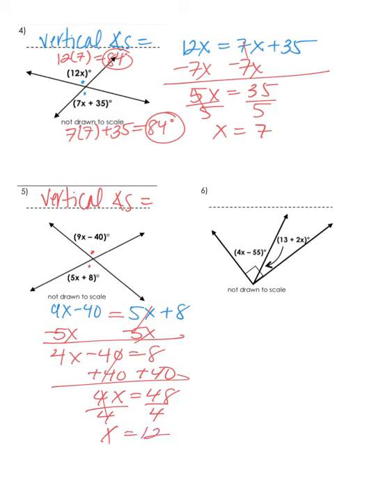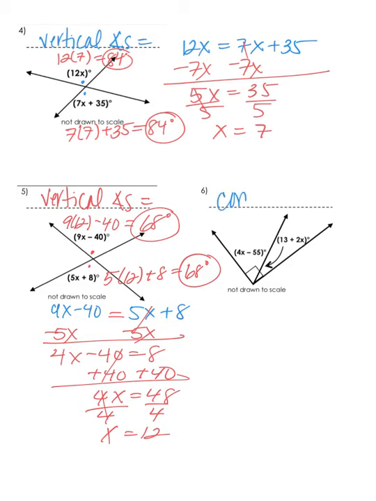And then you're going to plug it into here. 9 times 12 minus 40. And that is 68 degrees. And here we have 5 times 12 plus 8. Oops. And that is going to give me, same thing, 68 degrees. And that works out. Moving on to the next one.